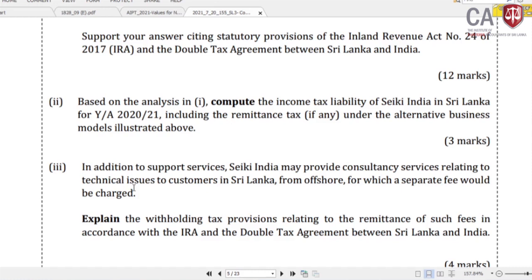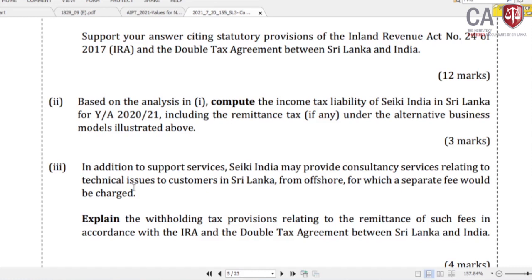Customers in Sri Lanka from offshore, for which a separate fee would be charged. From offshore, by being in their countries, they are providing these services to customers in Sri Lanka, and a separate fee would be charged. There is no PE anyway. Then you need to explain the withholding tax provisions relating to the remittance of such fees in accordance with the Inland Revenue Act and the double taxation treaty between Sri Lanka and India.